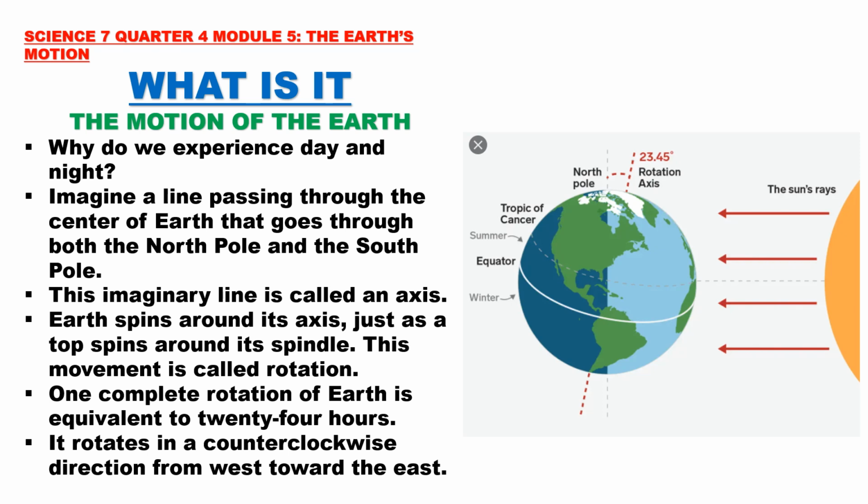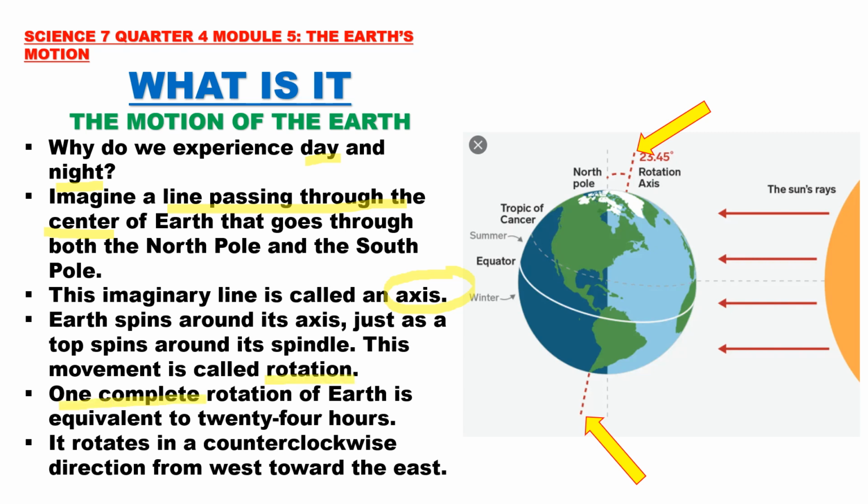The motion of the earth. Why do we experience day and night? Imagine a line passing through the center of the earth that goes through both the North Pole and the South Pole. This imaginary line is called an axis. The earth spins around its axis just as a top spins around its spindle. This movement is called rotation.